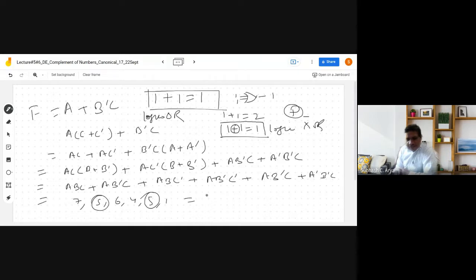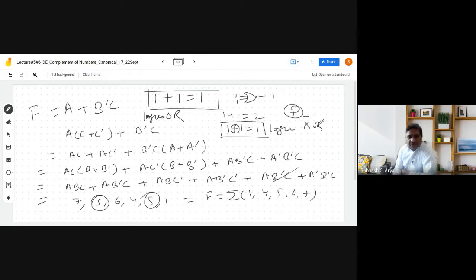So we can now write the function in short form as 1, 4, 5, 6, 7. Corresponding terms you can write. So this 5 is coming two times, that is 101. We can discard this one. So how many terms are there? 1, 2, 3, 4, 5. Is it okay?